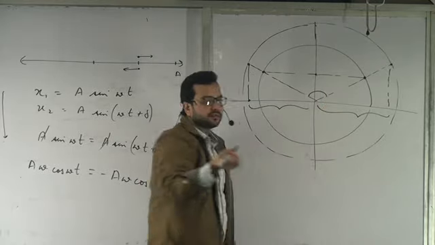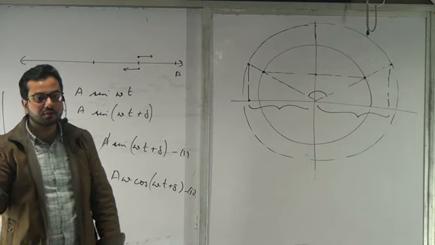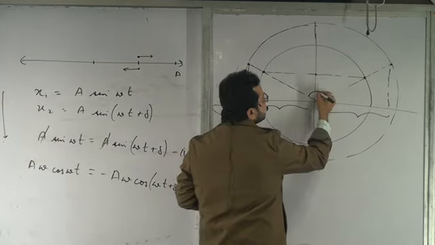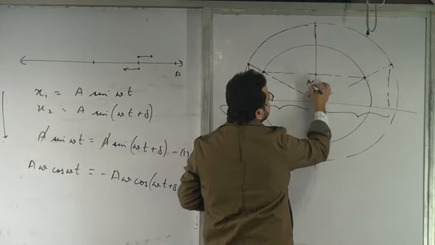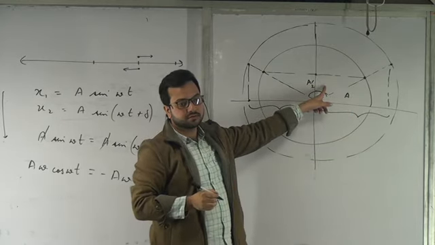This angle is the phase difference between the two. Is that correct? That is the phase difference between the two. Okay, so how much is this angle? This is a by 2 and this is a. So clearly this angle is how much?